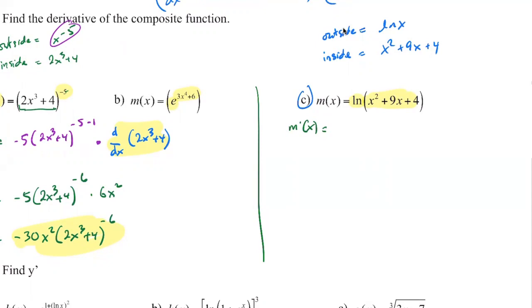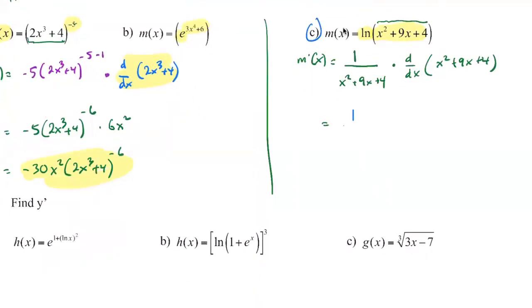So think of this as your input x here. The derivative of the natural log is 1 over the argument, and the x now is x squared plus 9x plus 4. That's the argument, multiplied by d dx of the inside function, which is x squared plus 9x plus 4. So we have 1 over x squared plus 9x plus 4 times d dx, which is 2x plus 9. Now our answer is 2x plus 9 over x squared plus 9x plus 4, and that is our derivative function.